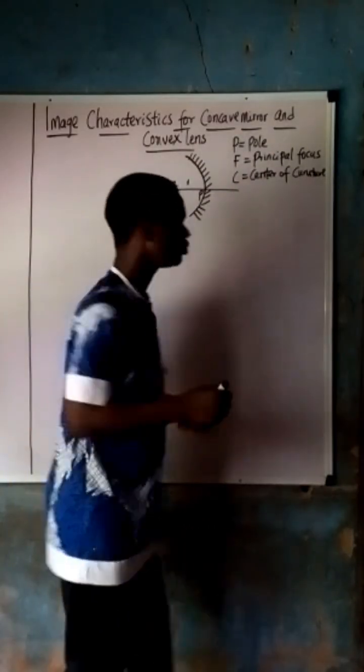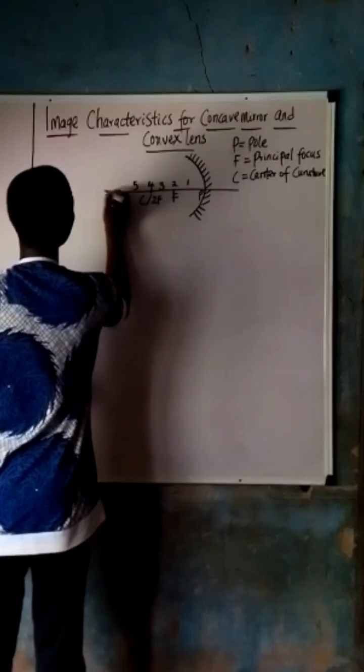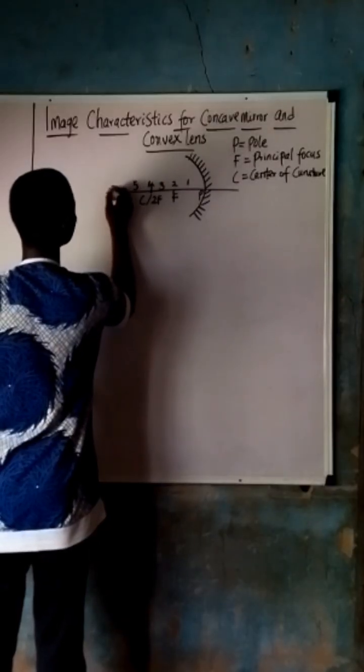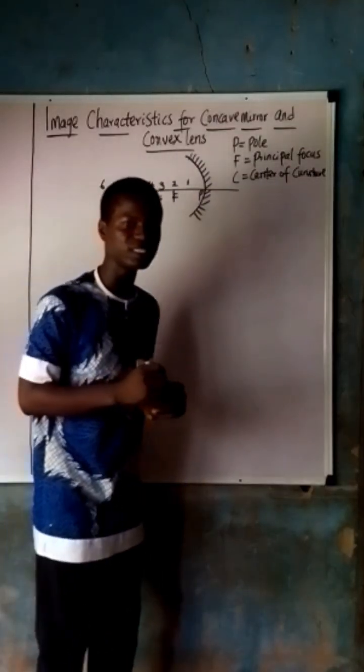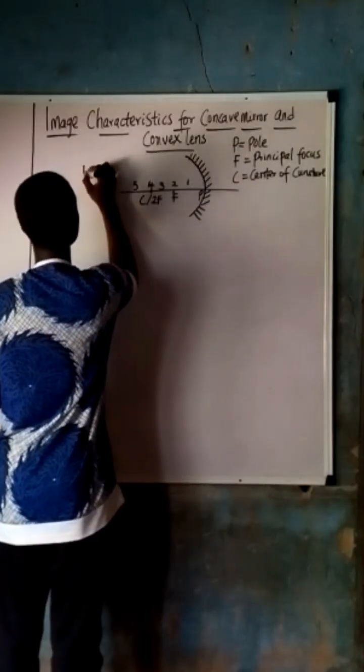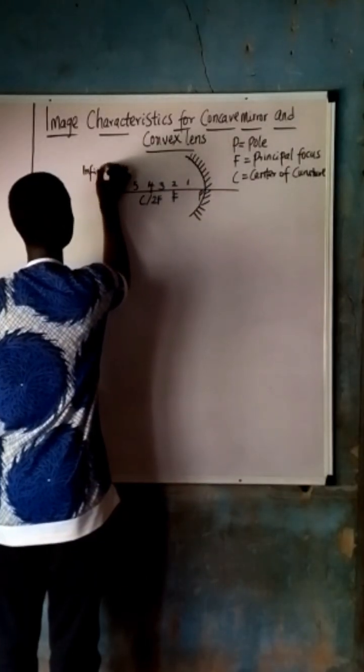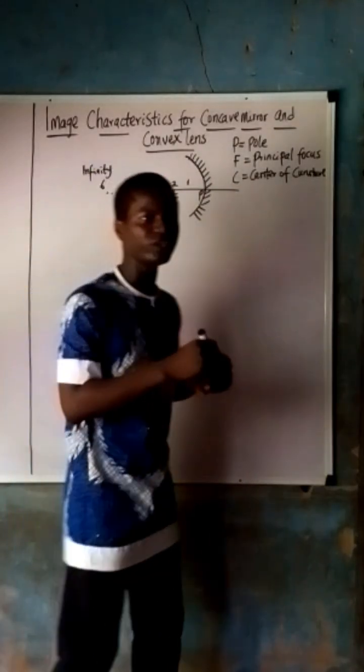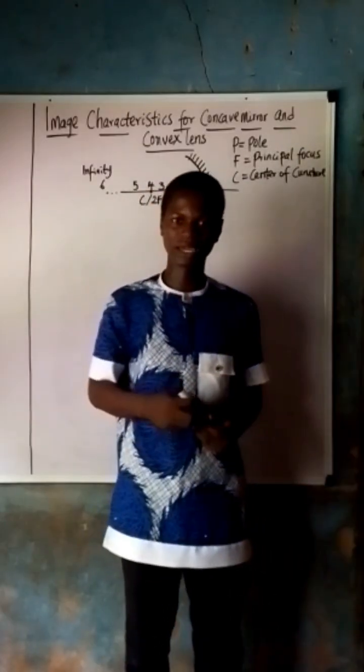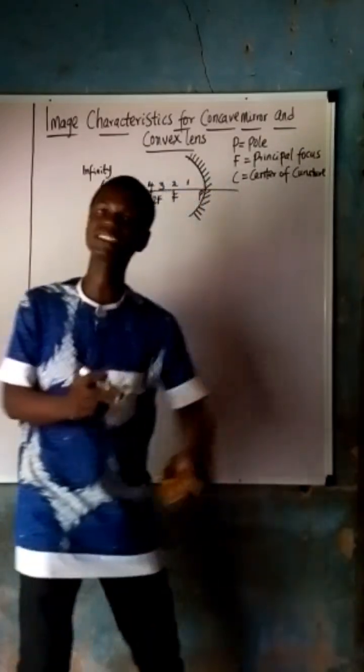And what if you now want to extrapolate and position the object at 6, where 6 is infinity? If you put an object at infinity, how will the image look? Guys, it's very interesting. Let's get into it.